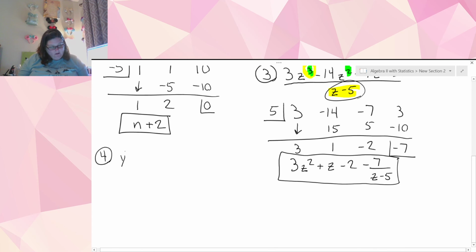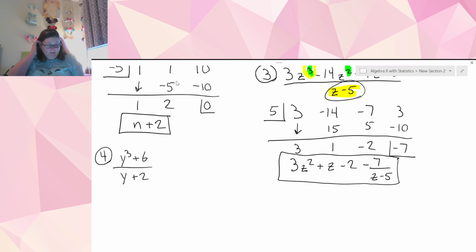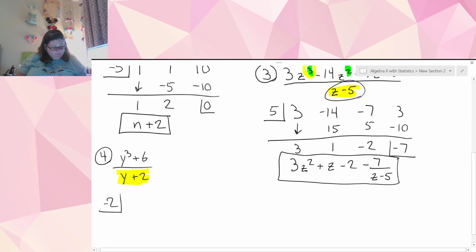So number 4, I have y to the third plus 6 over y plus 2. So we start with the bottom, so y plus 2. So what's going to make that 0 is negative 2. So negative 2 goes in our box. Then I look at my exponents. I go from an exponent of 3 to an exponent of 0. It has to go step by step.